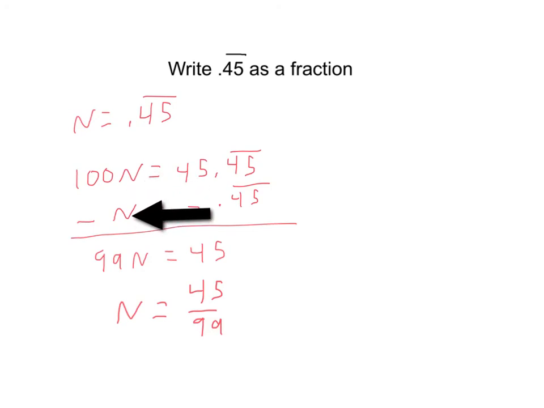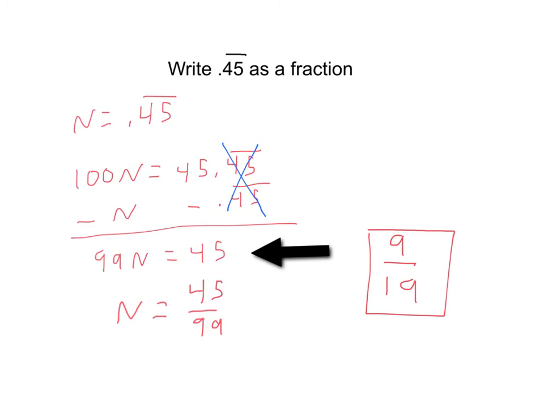I know that here I can just say n, and over here this is n. And by doing that, it's going to cancel out really nicely right there. And now I'm left with 99 n's equals 45. A little bit further, I divide each side, and I get 45/99. You can go ahead and reduce that as well. And then you get 9/19.